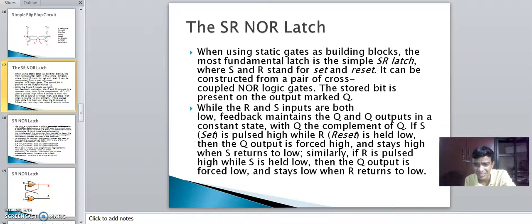If S (set) is pulsed high while R (reset) is held low, then the Q output is forced high and stays high when S returns to low. Similarly, if R is pulsed high while S is held low, then the Q output is forced low and stays low when R returns to low. So basically, when S is high and R is low, Q remains high even after S is brought to low. Similarly, when R is high and S is low, even after R is brought to low, Q remains low.